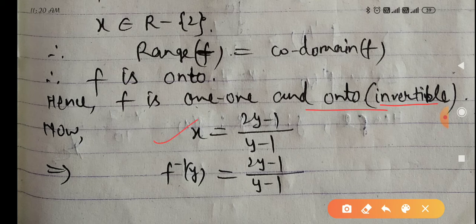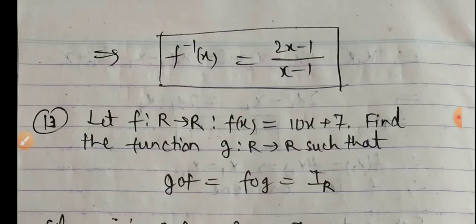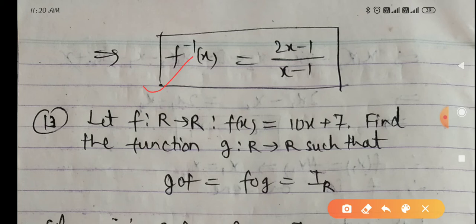So now x equals (2y minus 1) upon (y minus 1), you have calculated. Replace x by f inverse y. So f inverse y equals (2y minus 1) upon (y minus 1). Now you can take f inverse x, in place of y you put x on both sides. So f inverse x equals (2x minus 1) upon (x minus 1), which is the required inverse. So in this way we have shown the function is invertible and we have found the inverse.